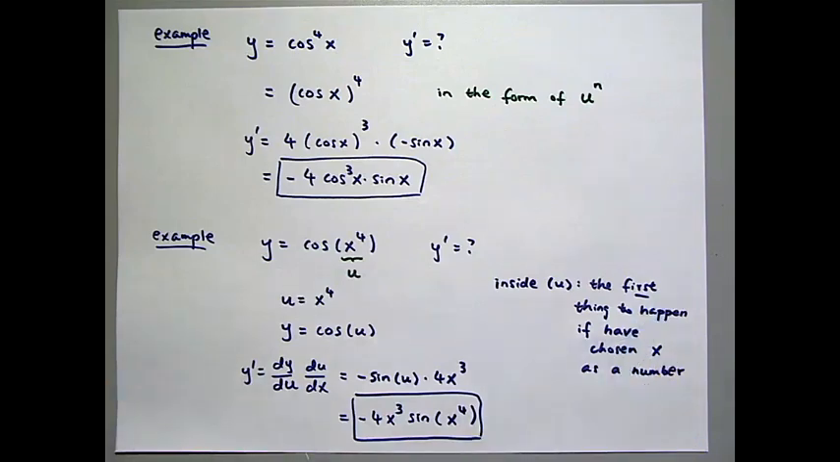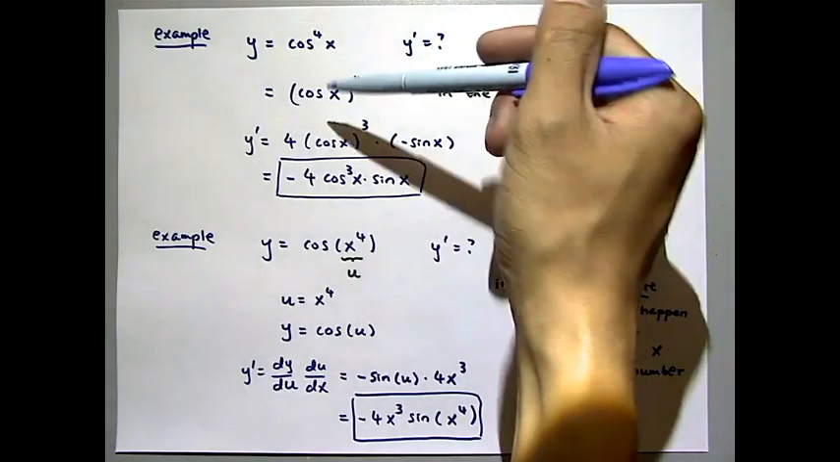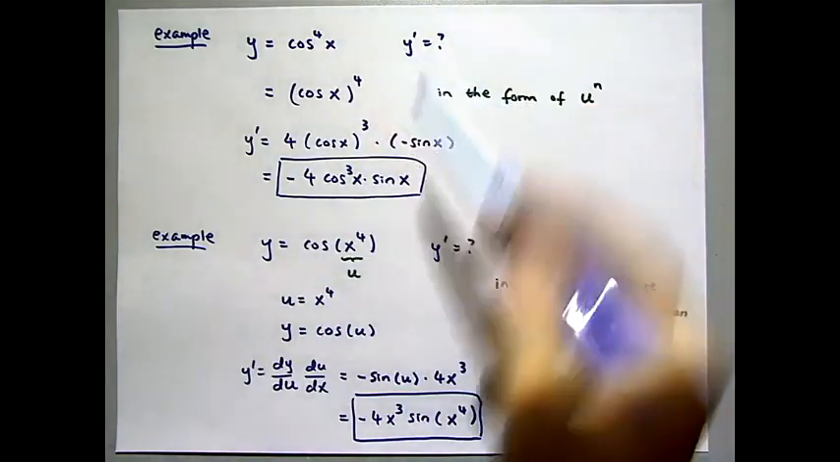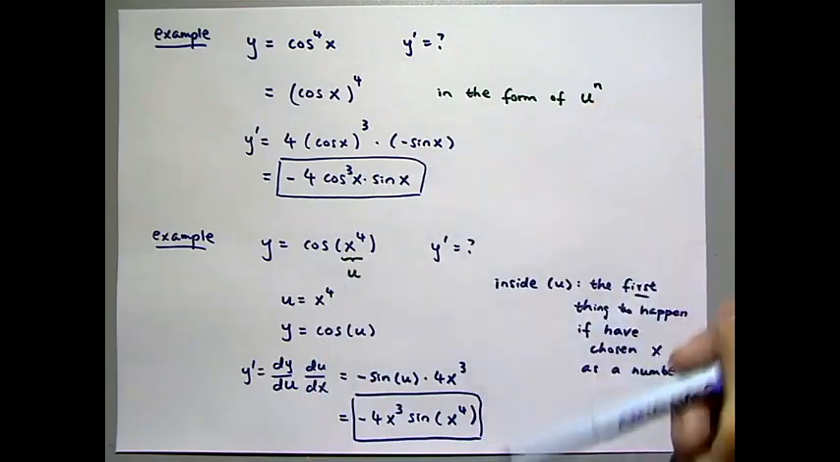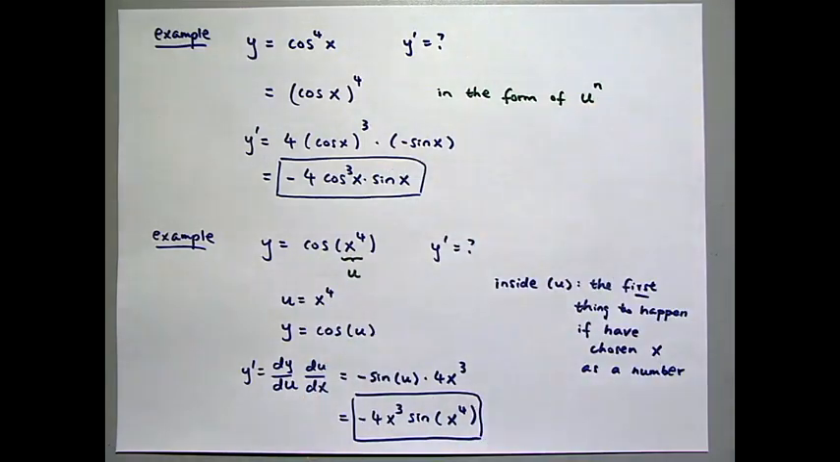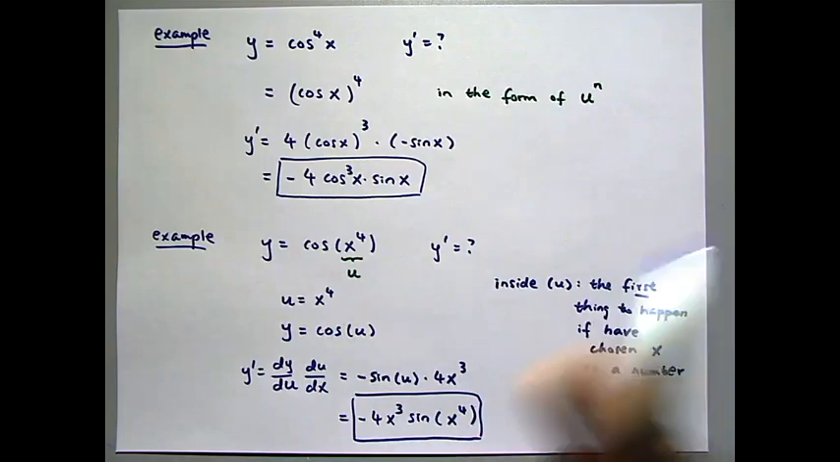Okay, big difference. By moving that one power, you change the meaning of that function completely. This one is cosine of x, the entire thing to the power of 4. This is cosine of just that x to the fourth power. The derivatives are clearly not the same. There are some similarities here and there, but clearly not the same thing.